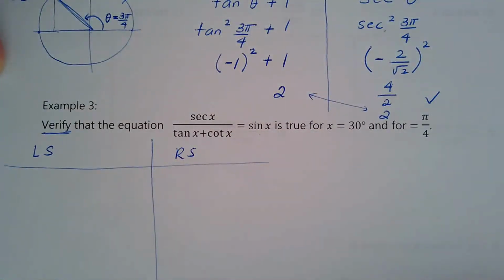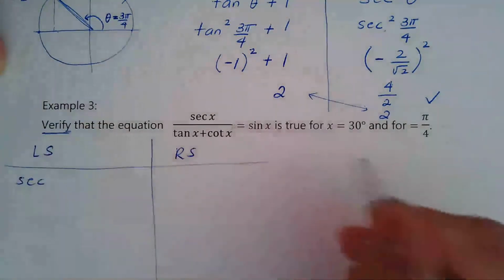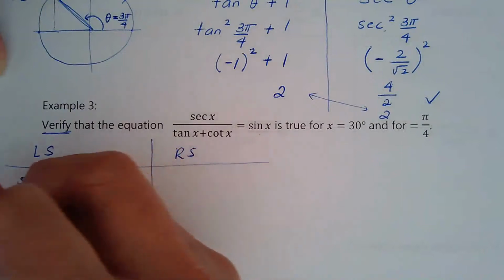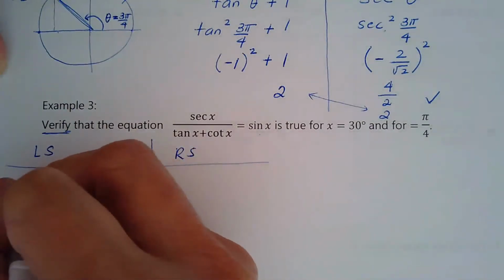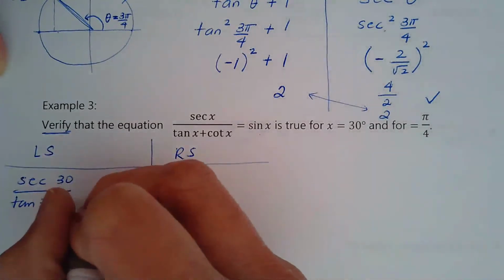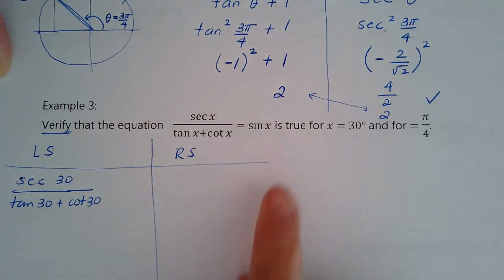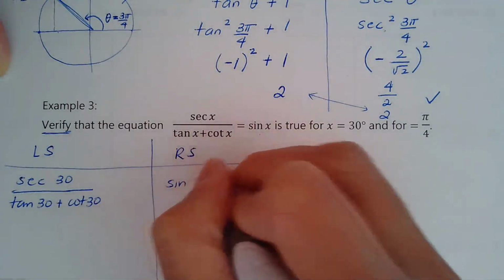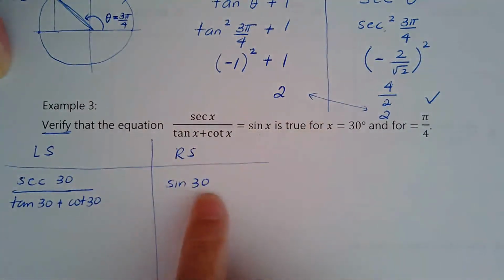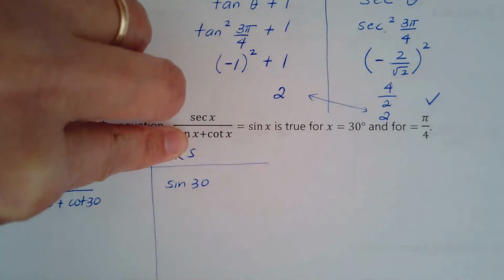Okay. Where is secant? So secant 30 over tangent of 30 plus cotangent of 30, okay, is equal to really sine of 30. What can we do? Okay, now this is going to be a longer one.